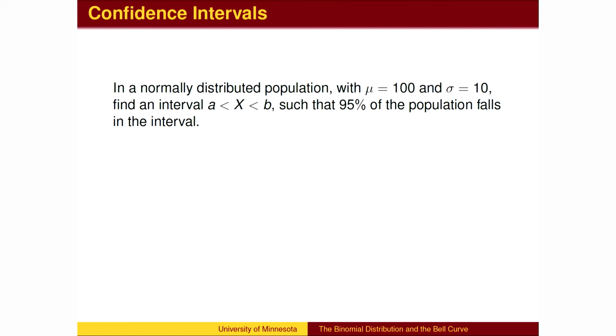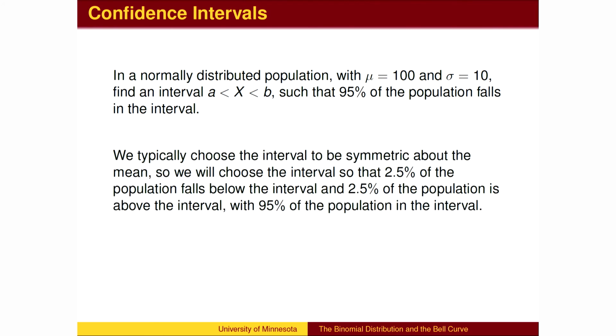A related idea is that of a confidence interval. We begin with a set percent of the population that we want to include, then work backwards to the measured values. Most of the population is in the middle. We wish to chop off the tails by finding upper and lower bounds. We typically choose an interval which is centered on the mean. So to include 95% of the population in the interval, we wish to chop off 2.5% from each tail.